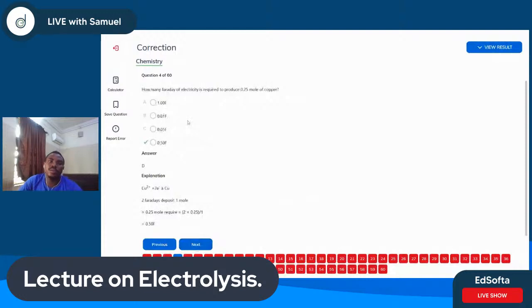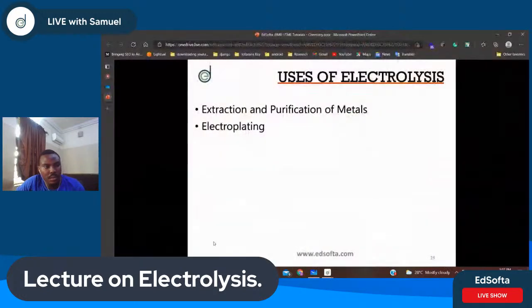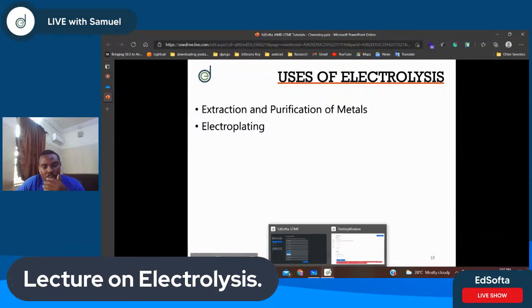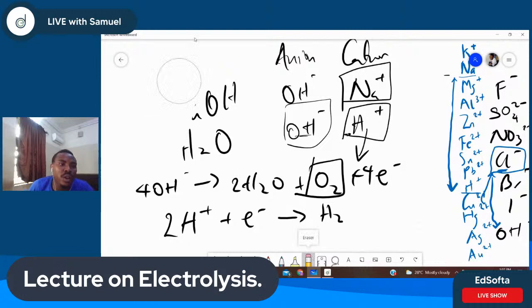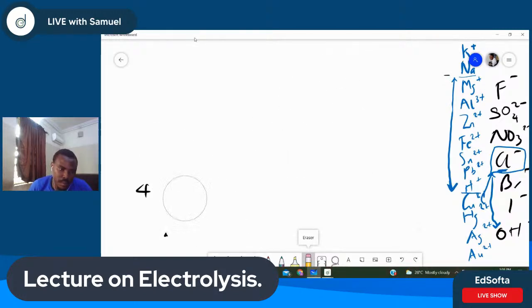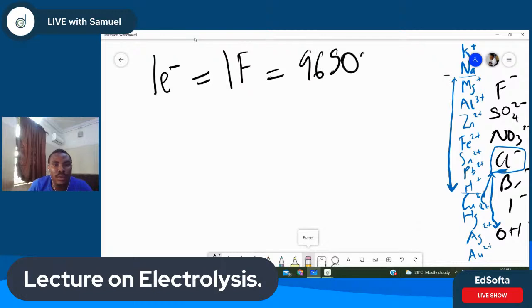So now let's look at this. This is one of the questions I want us to see. How many farad of electricity is required to produce 0.25 mole of copper? So now, what you have to notice when you are solving these kind of questions is that one e minus is going to give us one F, which is going to give us 96500 coulomb. So what you have to do is first, you need to write the ionic equation.